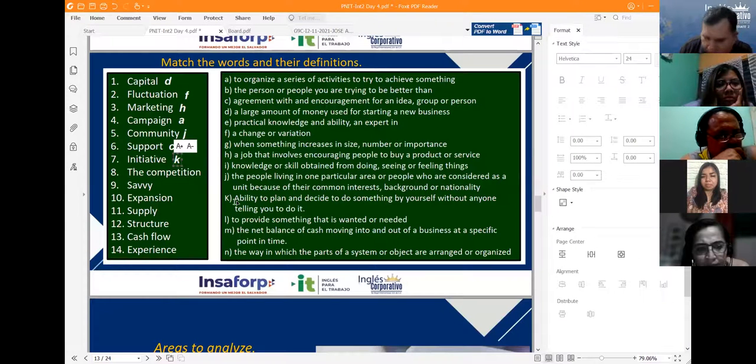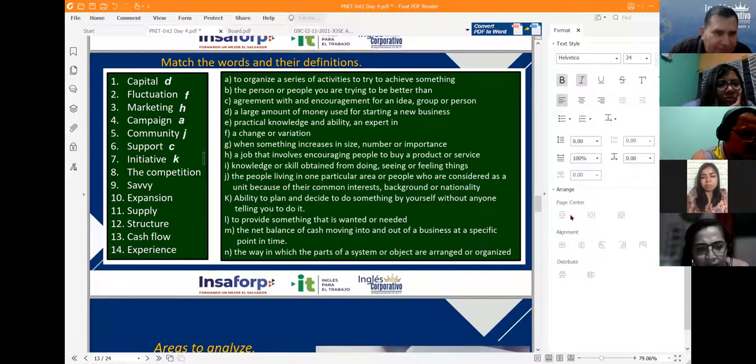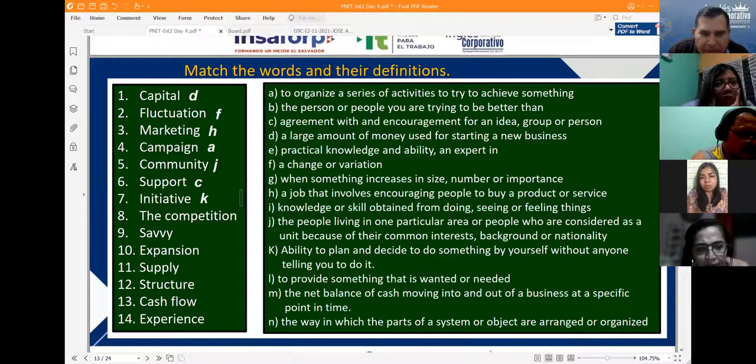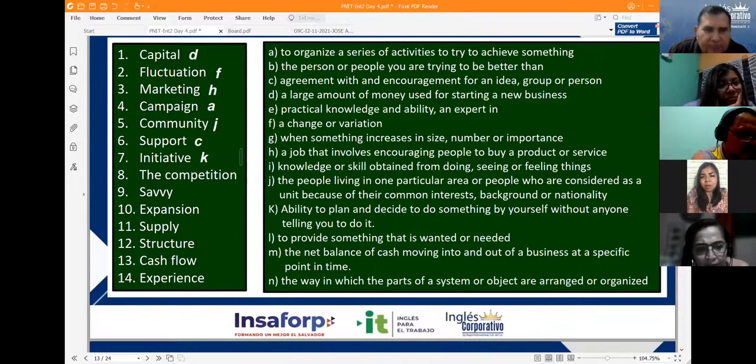What about seven? Sorry, eight. What about eight? The competition? Who is the competition? Letter B, right? The person or people you are trying to be better than. Perfect. That's correct, letter B. Bingo. Someone put it here on top because we have no other place to put it. Letter B.